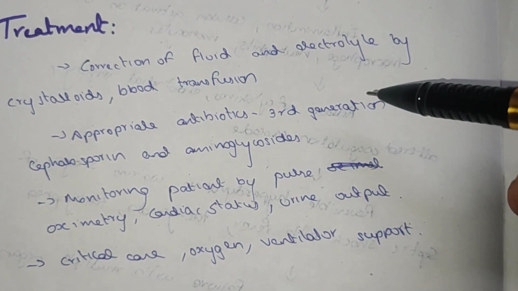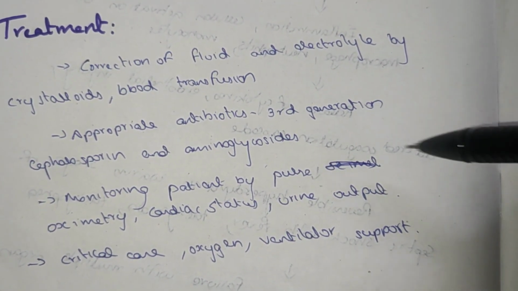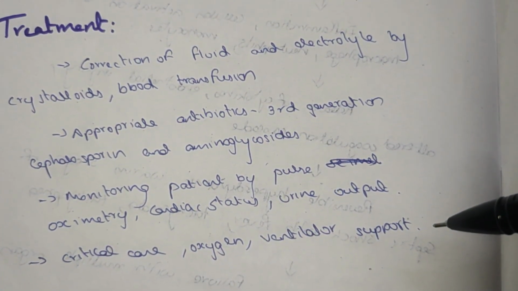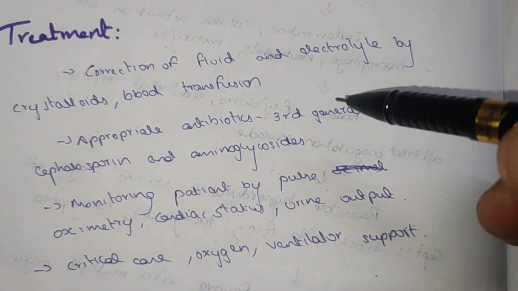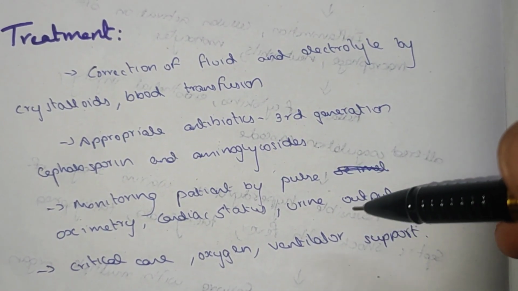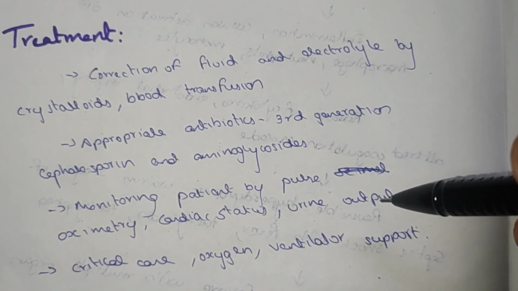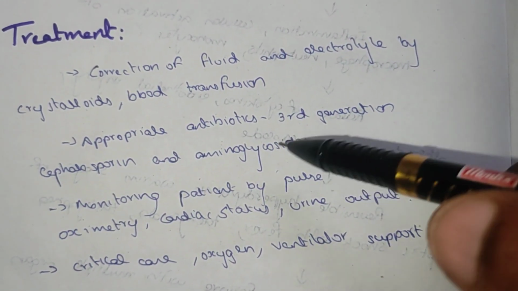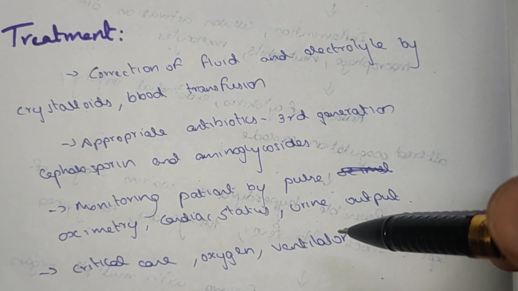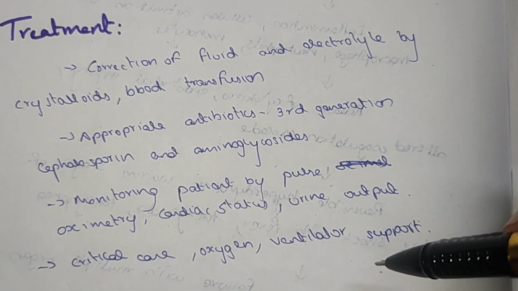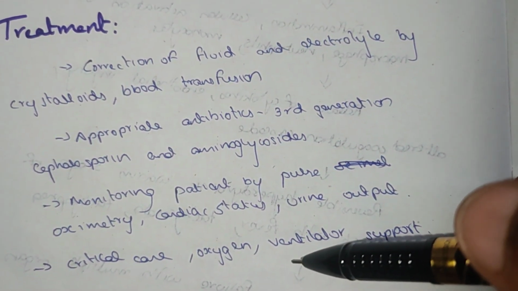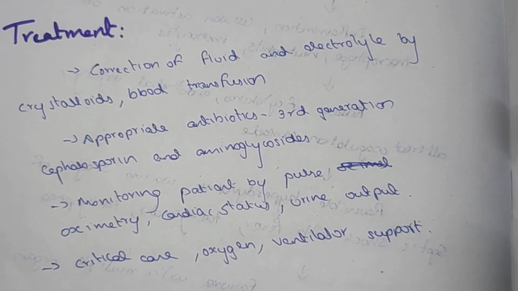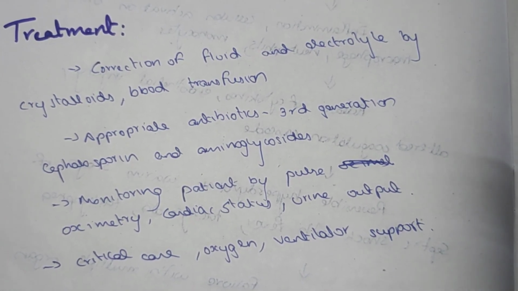Correction of fluid and electrolytes, crystalloids and blood transfusion are given. We should maintain the fluid level because of the hypotension. Appropriate antibiotics, which are third generation antibiotics like cephalosporin and aminoglycoside, are given. Monitor the patient with pulse oximeter, cardiac status and urine output. Critical care with oxygen and ventilator support should be given. These are the treatments for septic shock.